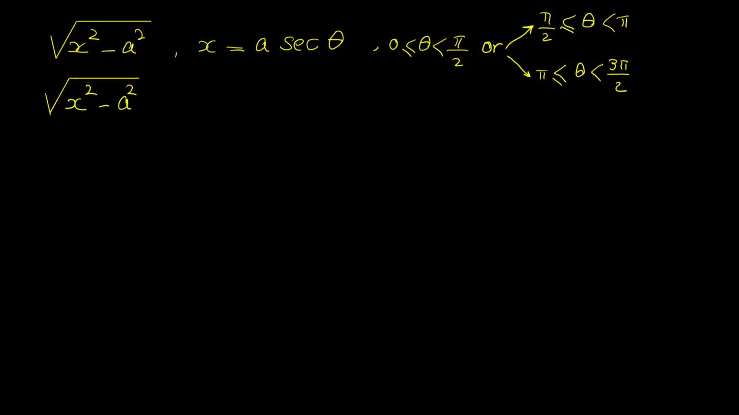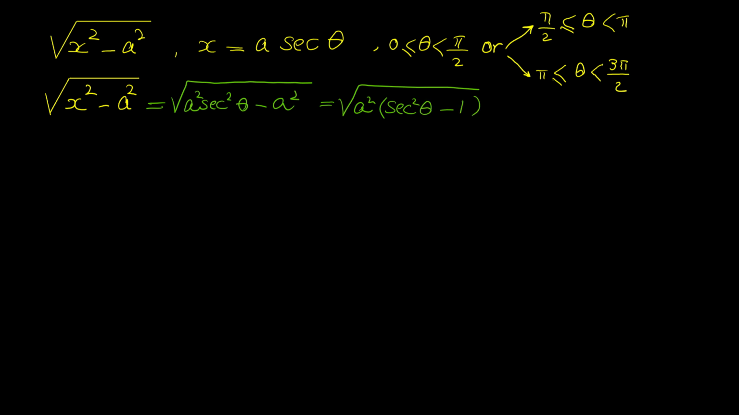Let me show you in general, if we substitute this for x here, what happens? If we substitute x with a secant theta, then we have the square root of a to the 2 secant to the 2 theta minus a to the 2. We can factor a to the 2 from these two terms and pull it out. Then we have the square root of a to the 2 times secant to the 2 theta minus 1. The square root of a to the 2 is a.